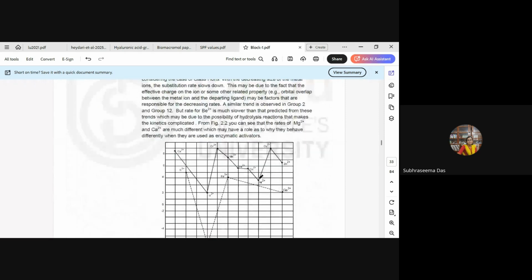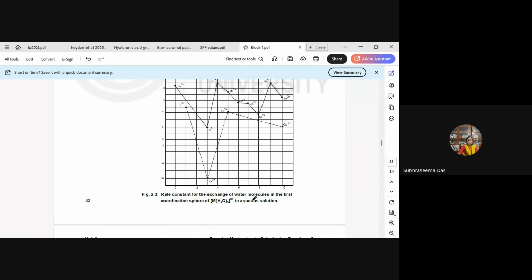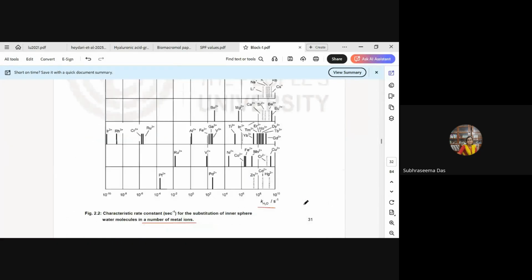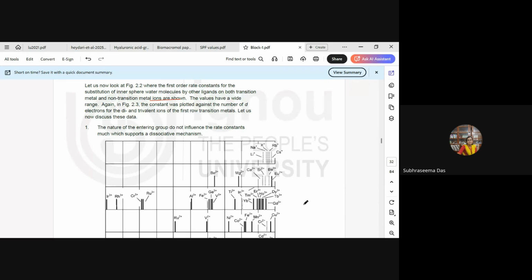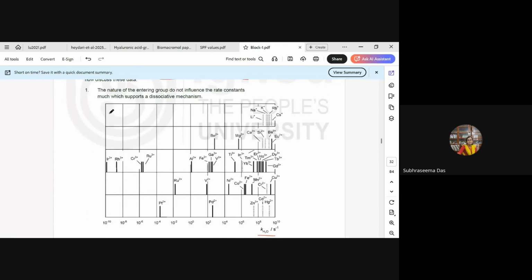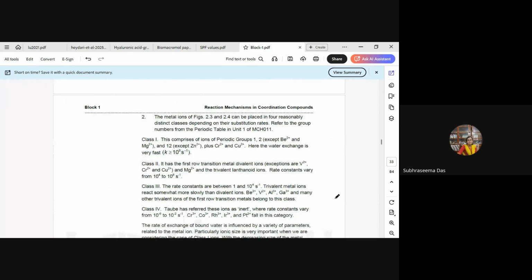And this is figure 2.3. This is the rate constant for the exchange of water molecules in the first coordination sphere of M(H2O)6 n+. Figure 2.3 shows the constant plotted against the number of d electrons for the divalent and trivalent ions of the first row transition series. In this figure, the nature of the entering group does not influence the rate constant, which supports a dissociative mechanism.